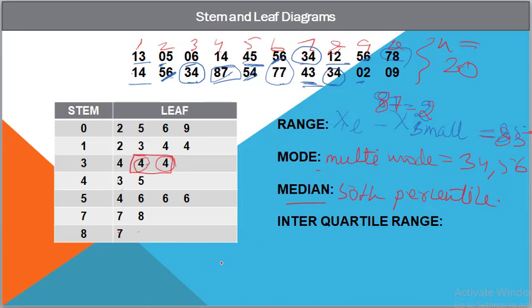So in order to calculate the median, we'll take the sum of it and divide by 2. So it is going to be 8 by 2, and then 4. So your median comes out to be 4, which is the 50th percentile.